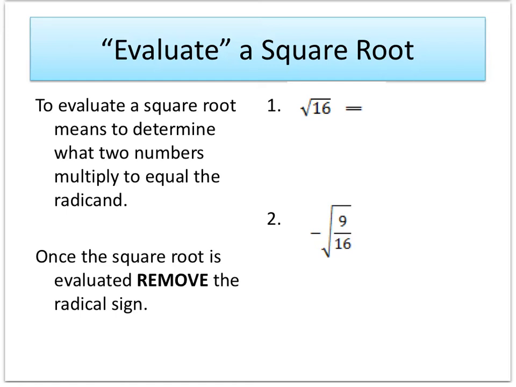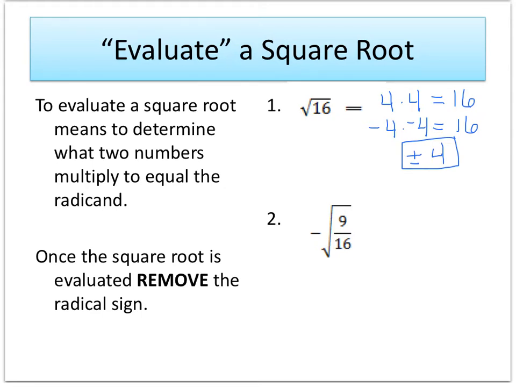So let's evaluate the square root of 16. I'm asking myself, what number multiplied times itself equals 16? Well, I have two options here. 4 times 4 equals 16. But I have another option. Negative 4 times negative 4 also equals 16. So my answer here is not just 4. It's actually positive and negative 4. So the square root of 16 is positive and negative 4.